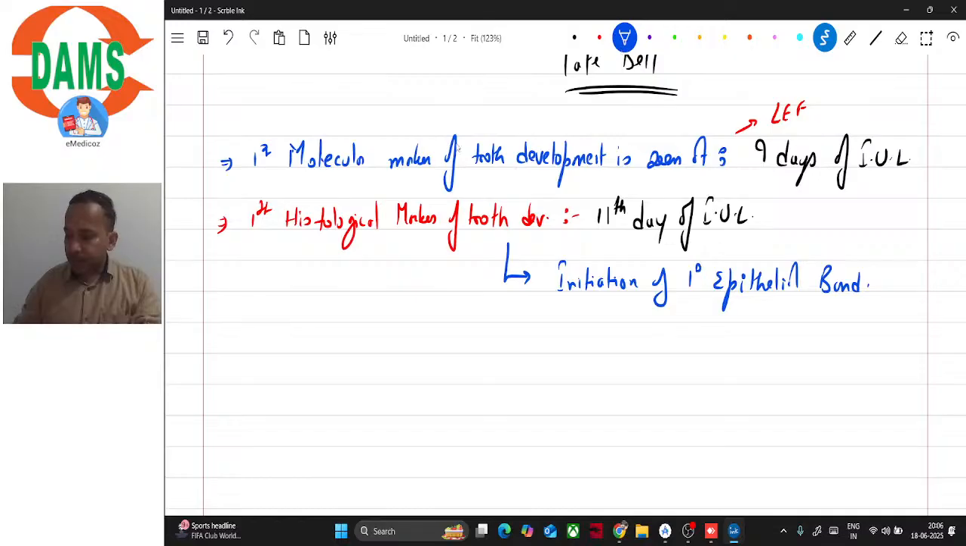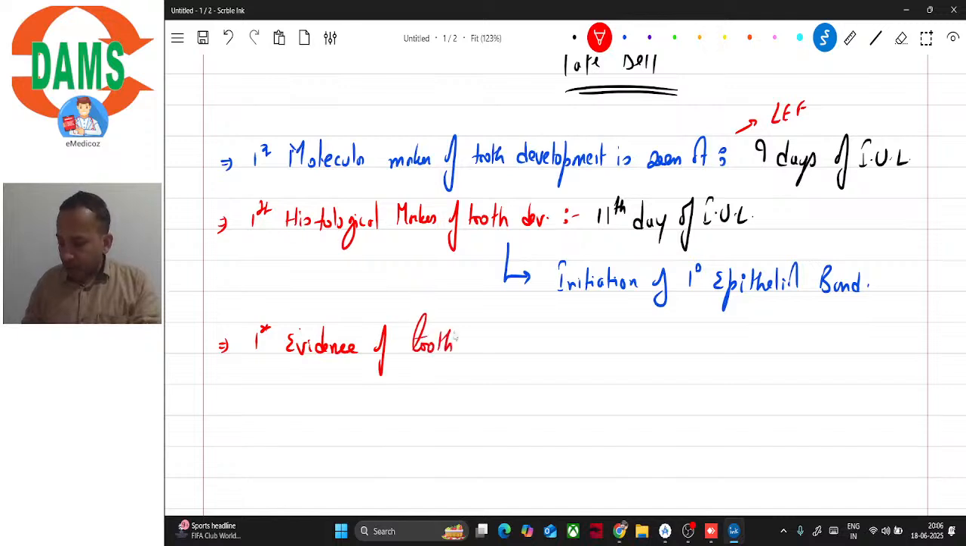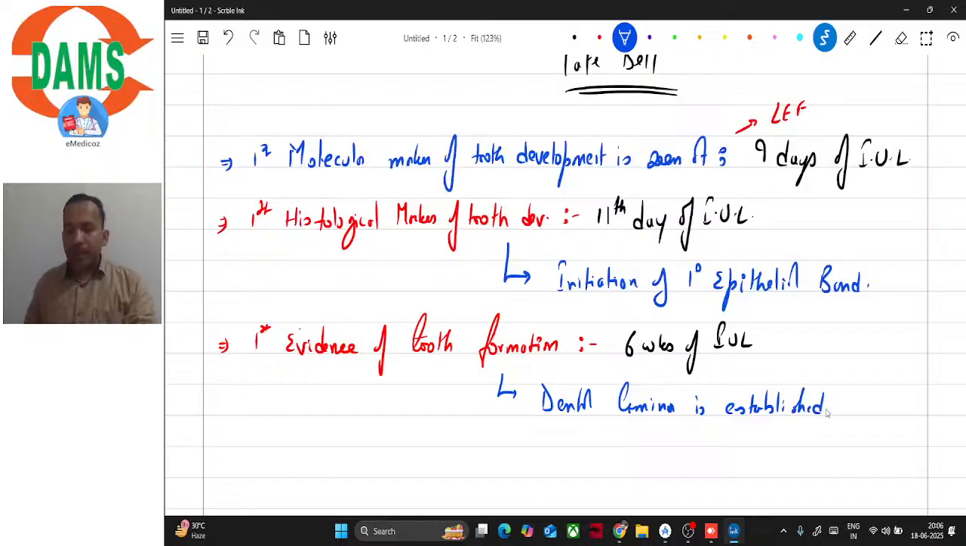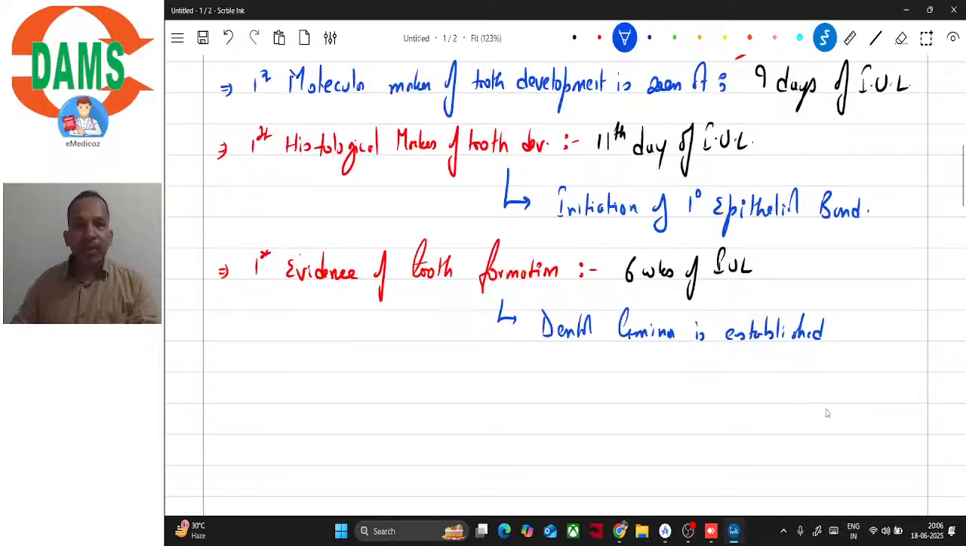Next, first evidence of tooth formation. So first evidence of tooth formation is seen at the 6th week of intrauterine life. So what does this imply? It implies that the dental lamina is established. Right, dental lamina is established at the 6th week.